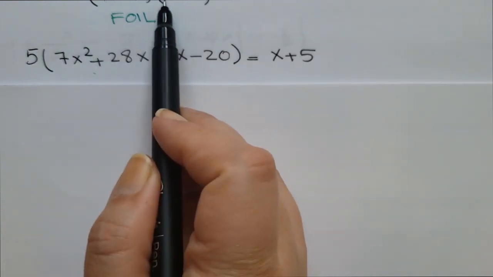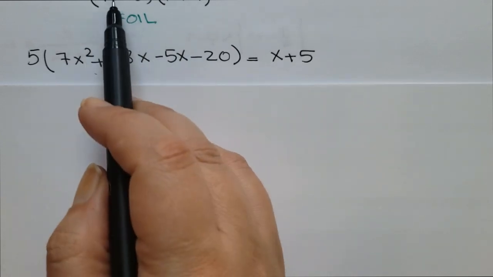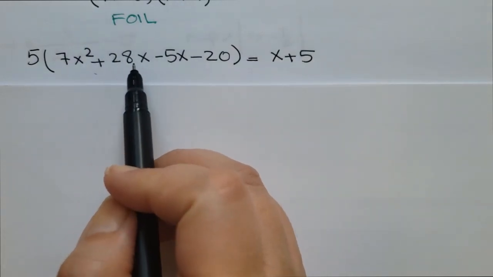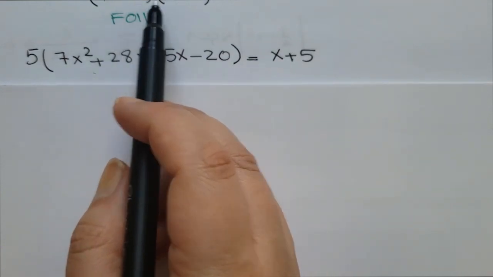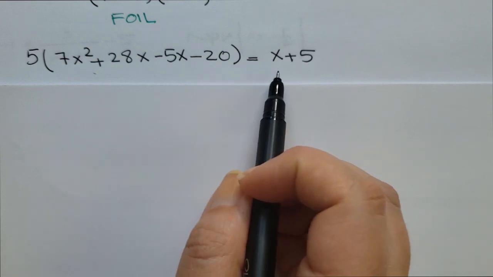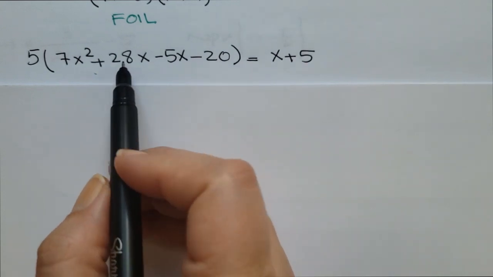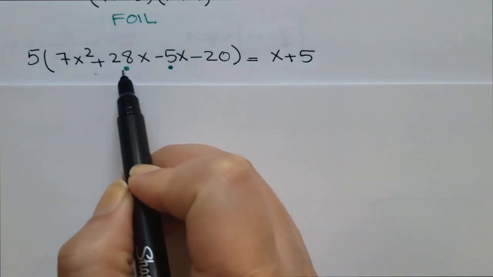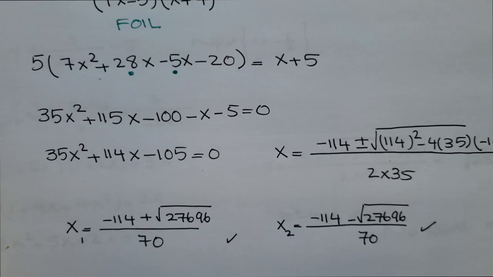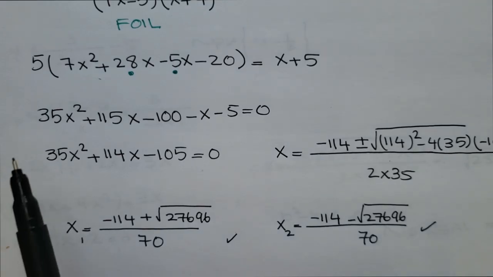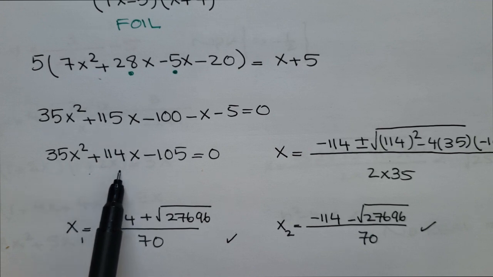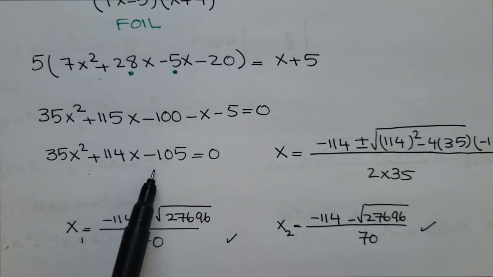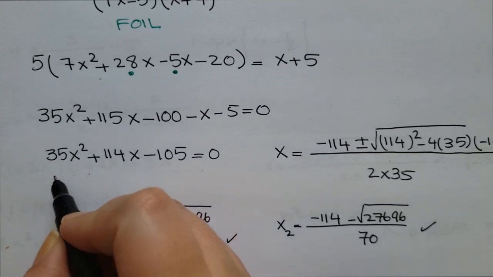So 7x multiplied by x, 7x squared, 7x multiplied by 4, 28x, -5 multiplied by x, -5 multiplied by 4, equals x plus 5. Then I start by simplifying. These are two like terms, so 23x. After a little bit of simplification and moving everything to one side, I end up with this quadratic equation. As you can see, the coefficients cannot be any further simplified.